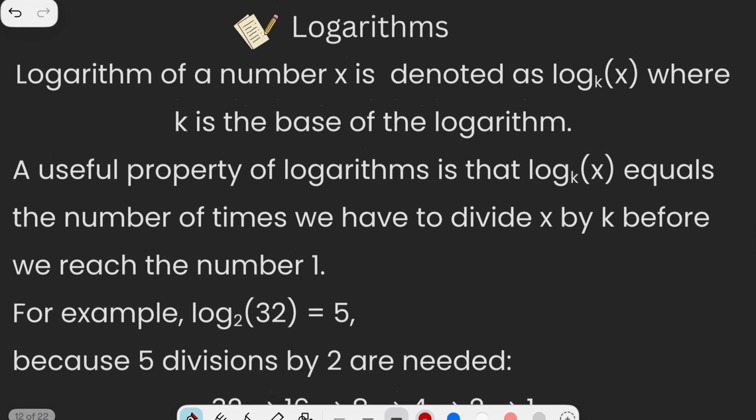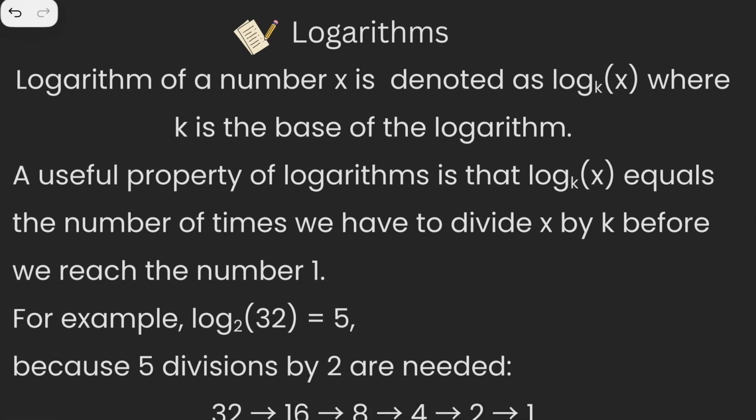So let's go to the next topic, which is logarithms. Logarithm of a number x is denoted as log x, where k is the base. So the useful property of this logarithm is that it will tell you the number of times that we need to divide x by k before it reaches 1. What do I mean by that? See, you have 32 here and base is 2. So the value of this is 5. That means you need to divide 32 by 2 5 times till it reaches 1.